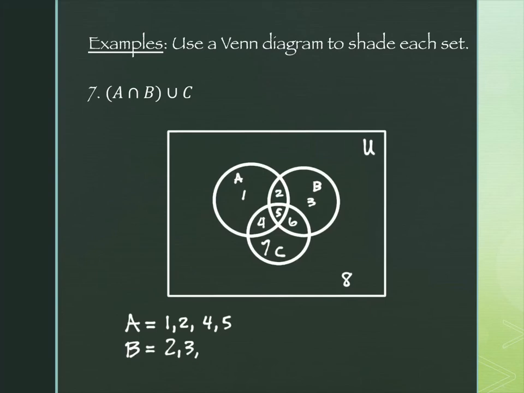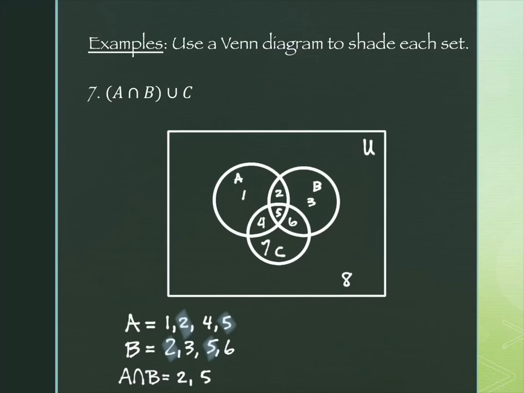2, 3, 5, 6. And inside the parentheses, we're working like order of operations, that's why we're doing the parentheses. What does that symbol mean? Intersection. And intersection means where they intersect, what they have in common. So which items do they have in common? 2 and 5. So this is 2, 5.